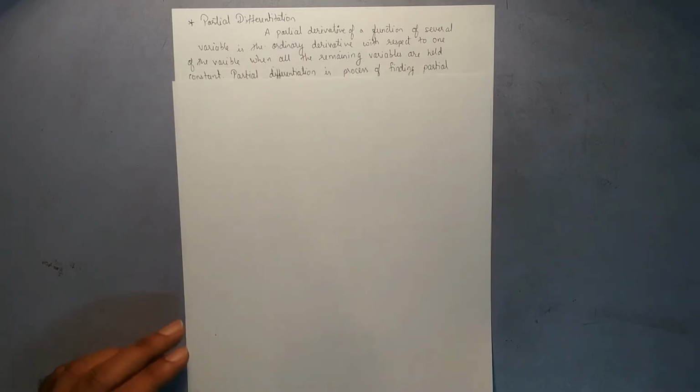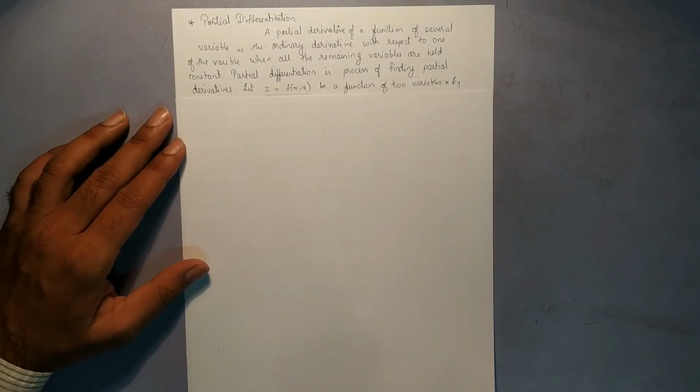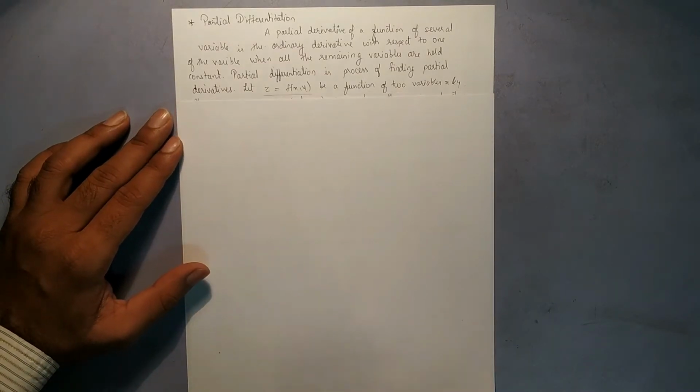In this video, we are going to discuss what is partial differentiation and how to find a partial derivative. A partial derivative of a function of several variables is just like an ordinary derivative with respect to one variable, keeping all other variables as constant. Partial differentiation is the process of finding the partial derivative.